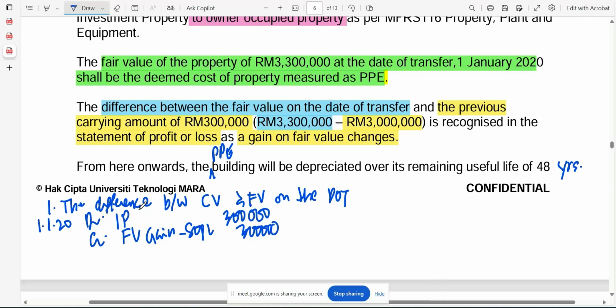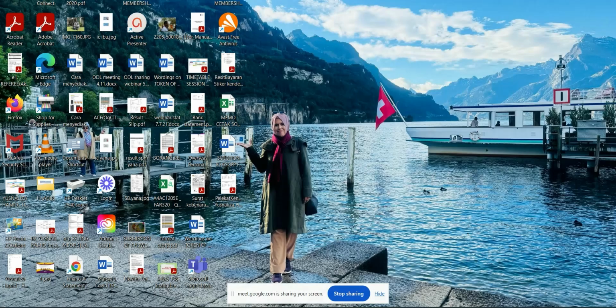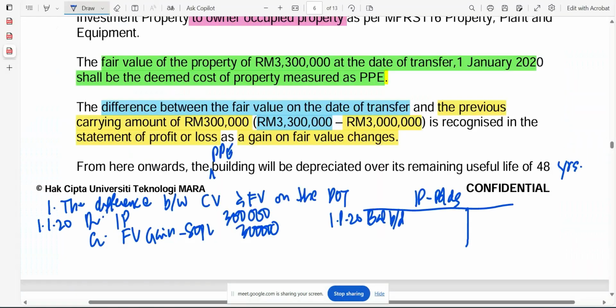And then again on the same date, if you can still recall, the transfer date is 1st January. So let me just show you the account for IP. This is when the building was an IP. So on 1st of January 2020, you have a balance, the balance brought down, and the balance brought down here was 3 million, right? 3 million.